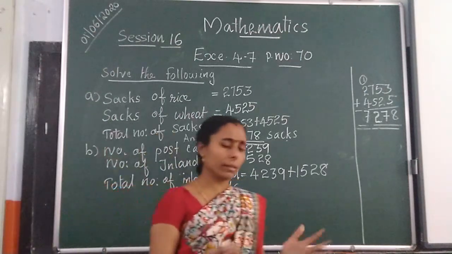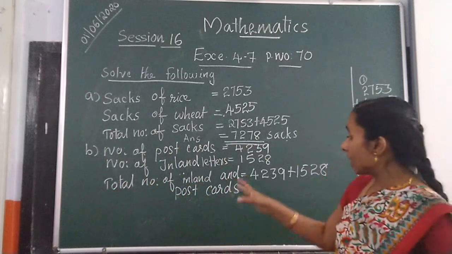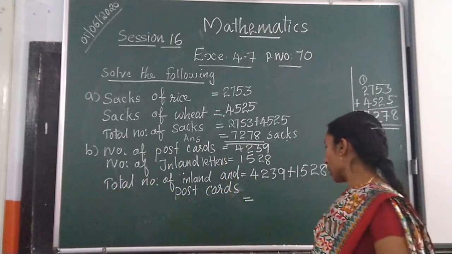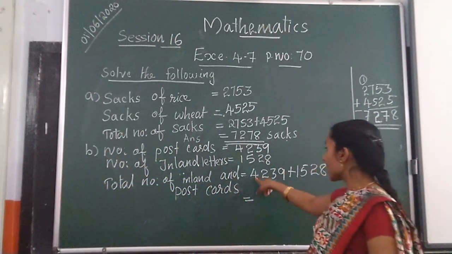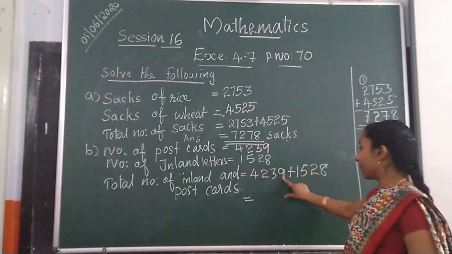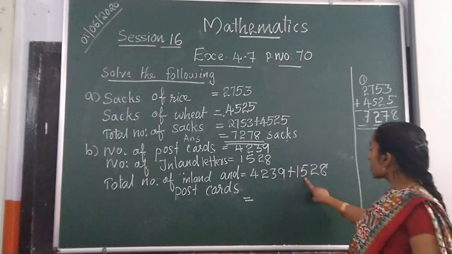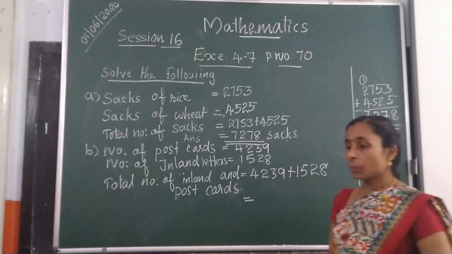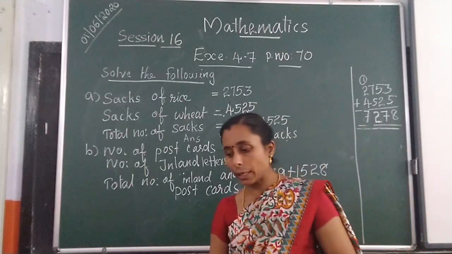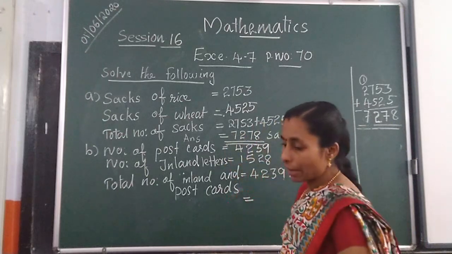Inland letters and postcards. How many? 4239, the postcards, plus 1528 inland letters. Okay, then let us see what the answer is.